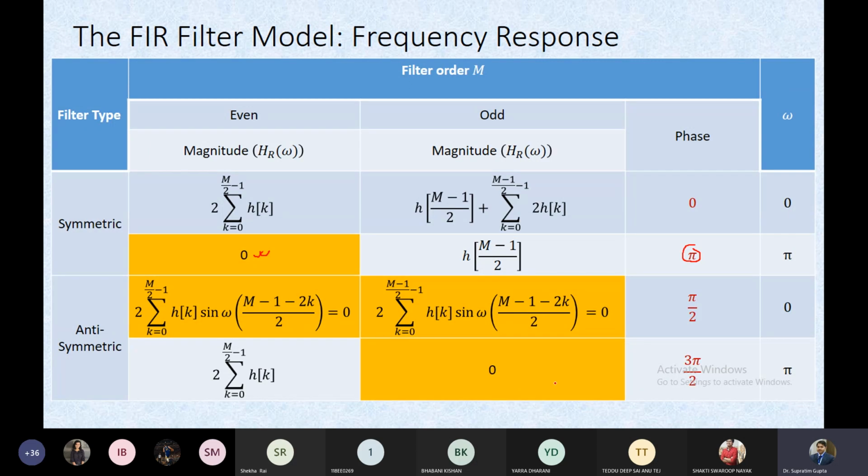Then it means that we cannot implement a high pass filter with the symmetric and even filter order. Similarly we cannot implement a low pass filter with antisymmetric and even filter order. And the same thing is true for odd filter order with antisymmetric. It is actually true that we cannot employ the low pass or high pass filter with these antisymmetric components with odd filter order. So this completely cannot be implemented.